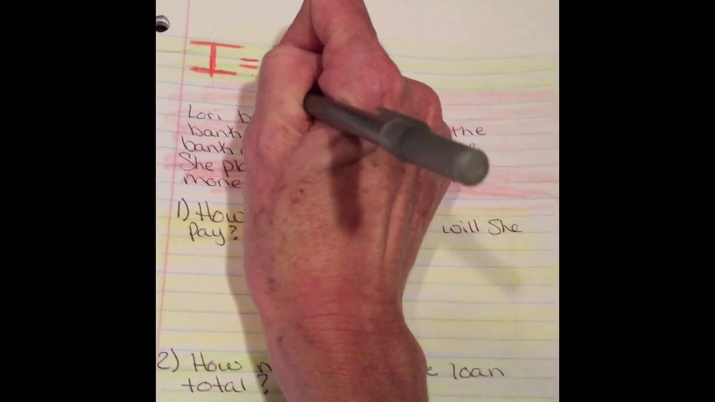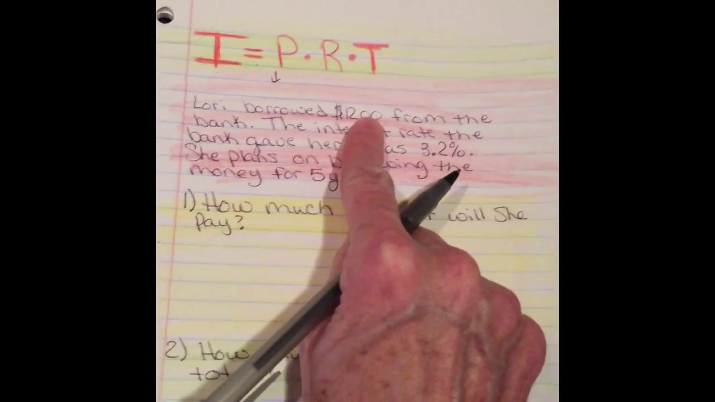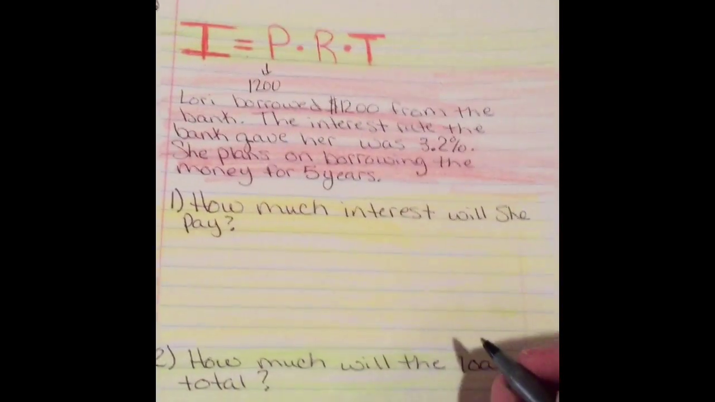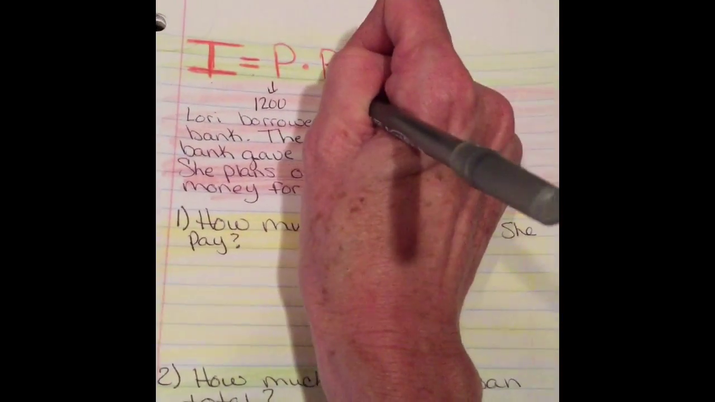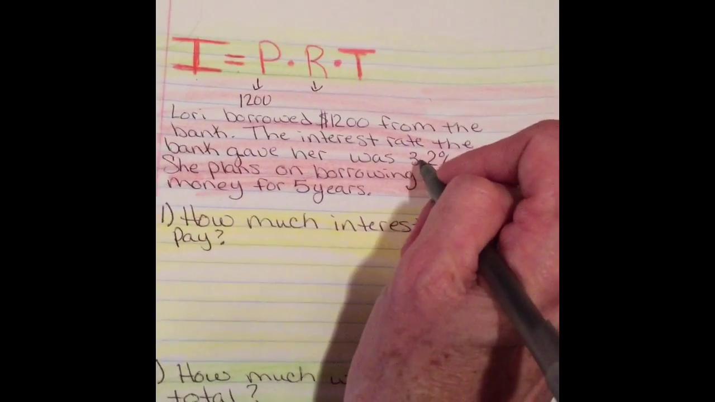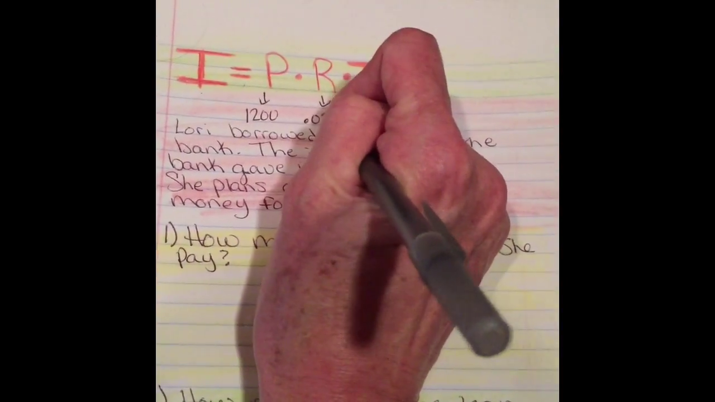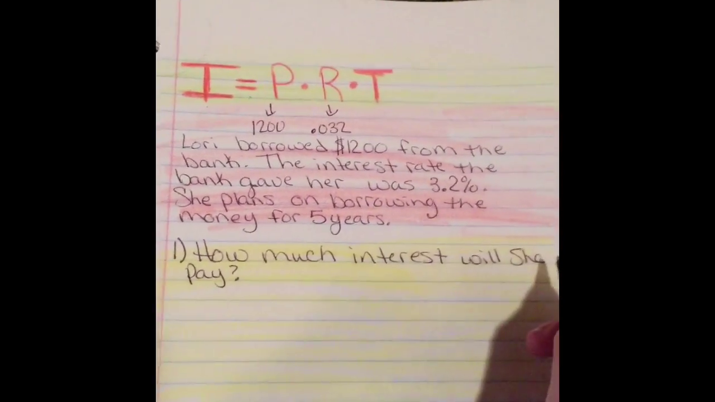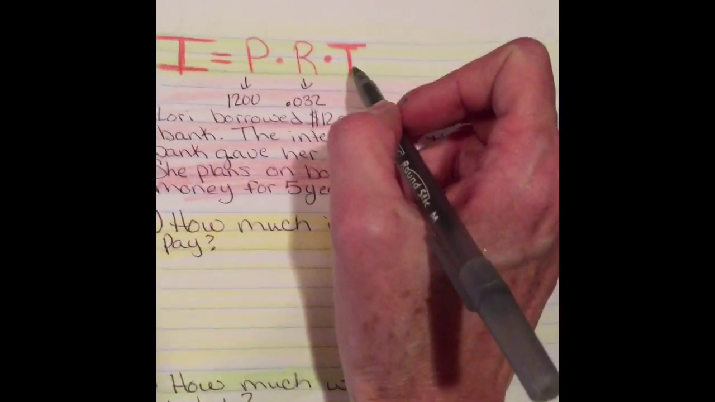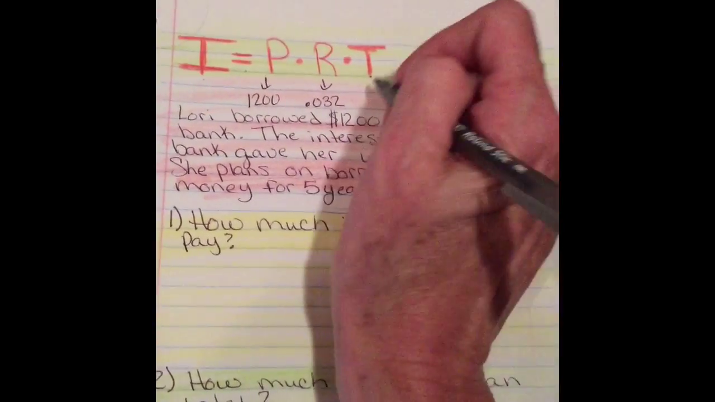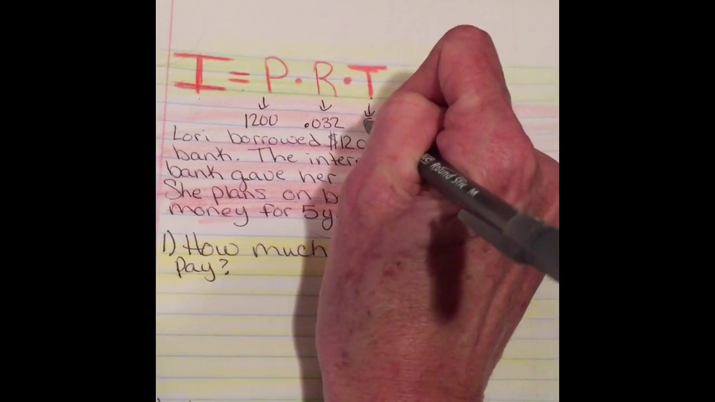The principal in this problem is the amount she borrowed, so it is $1,200. The rate is the percentage, and we want to write that as a decimal, so I'll move my decimal 2 places left. So it's 0.032. And the time is the amount of time in years, not months. So 5 years, so the time is 5.